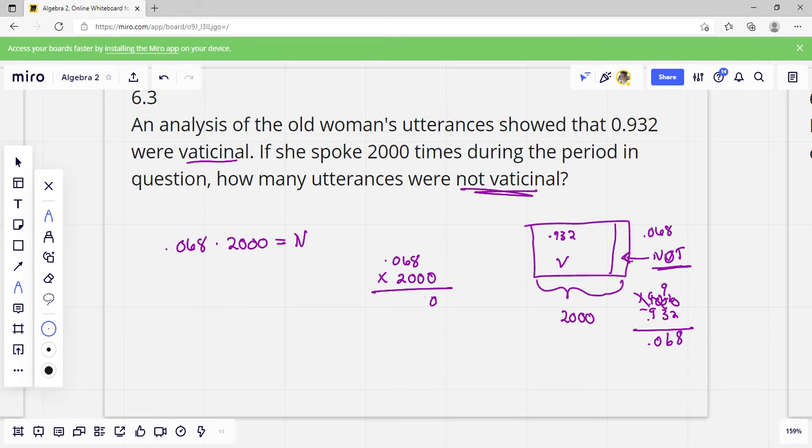Right, so you just drop these zeros, and then you say 2 times 8 is 16, carry the 1, 2 times 6 is 12, 13, and then we count our decimals, 1, 2, 3, 1, 2, 3, and the answer should be 136.